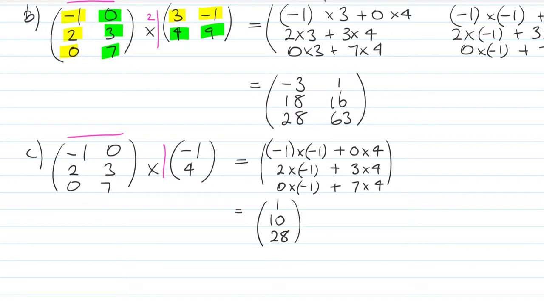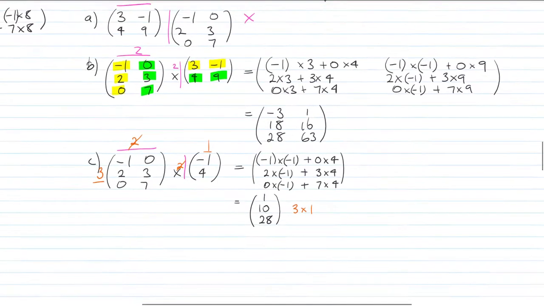Now interestingly, my result here is a 3 by 1, and we started with a 3 by 2 and a 2 by 1. And the 2's kind of cancel each other out, and we're left with a 3 by 1. Isn't that amazing? A really interesting trait that we get from that.